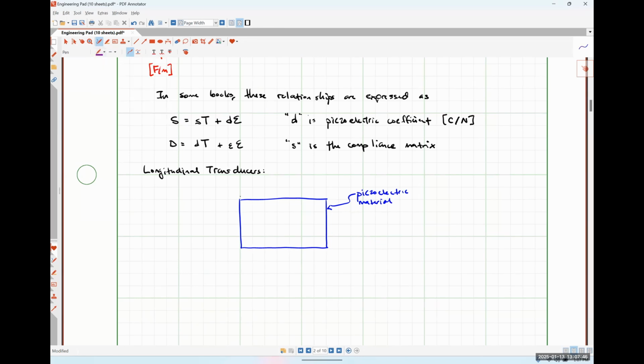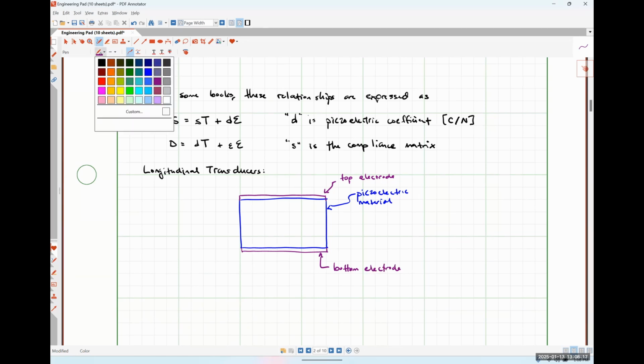In purple, on the top and bottom, I'm going to put an electrode. Okay. So this is my top electrode. It will allow me to either put signal on or get signal off of this material. I need something conductive in order to help facilitate that.